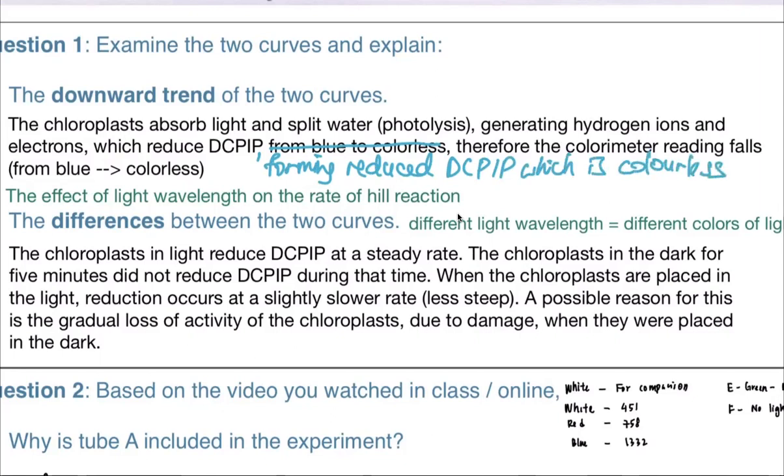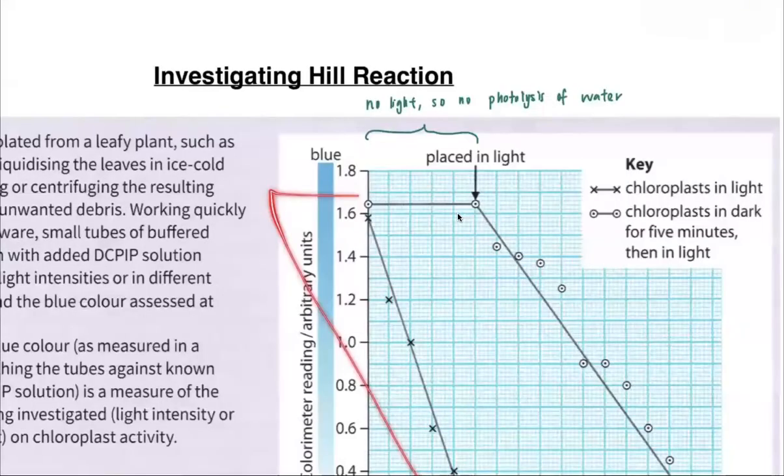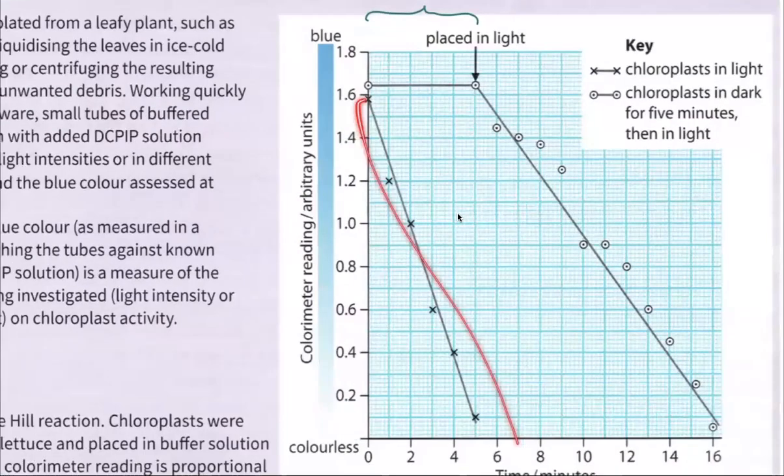Next, if you look here, there's also a difference between the two curves. Why is that the case? You learn in chemistry, or even in bio, that the steeper the change, the faster the rate. So clearly, you can see that this rate is higher than this. Why is there a lower rate?